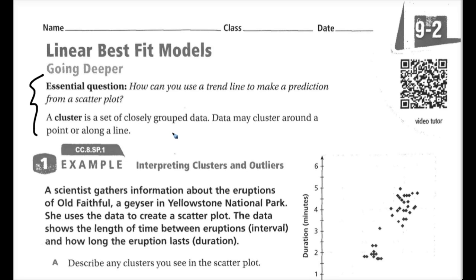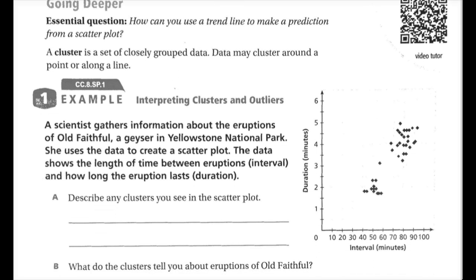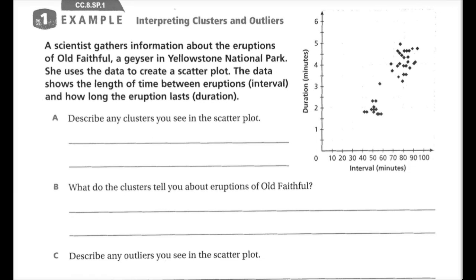A cluster is a set of closely grouped data. Data may cluster around a point or along a line. Okay, so we're looking at two different things here. We're going to talk about the line of best fit, which you saw a little bit of prior to this, and then we're going to be talking about clusters as well. So let's look at example 1 together.